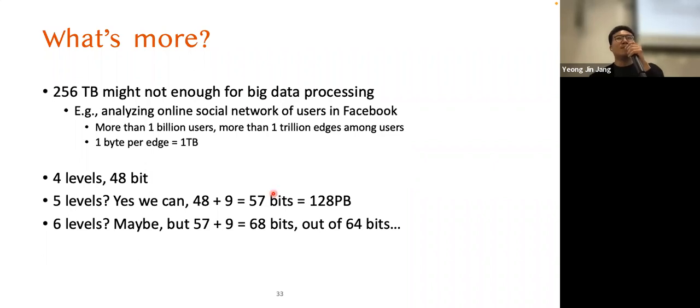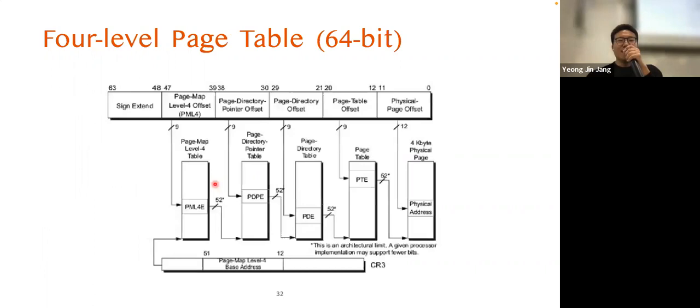This is actually implemented starting from Intel's 9th generation CPUs. But right now, most operating systems don't use it, because if you don't use this much memory, then having an additional level will incur additional memory access, and that could be a performance overhead to the system.